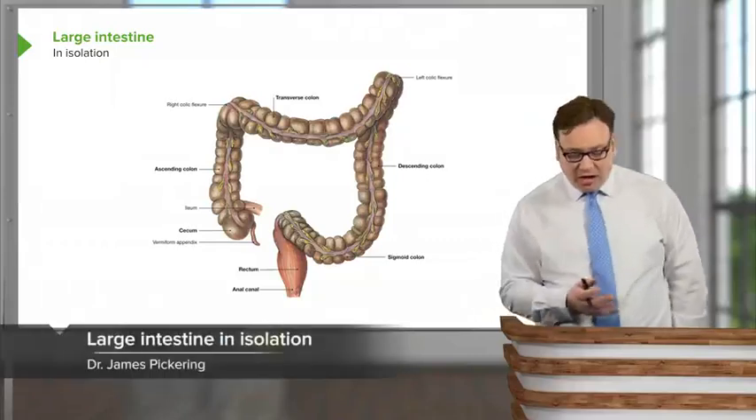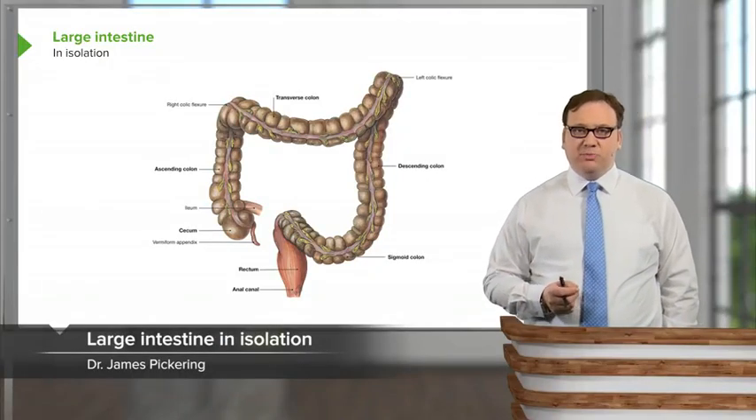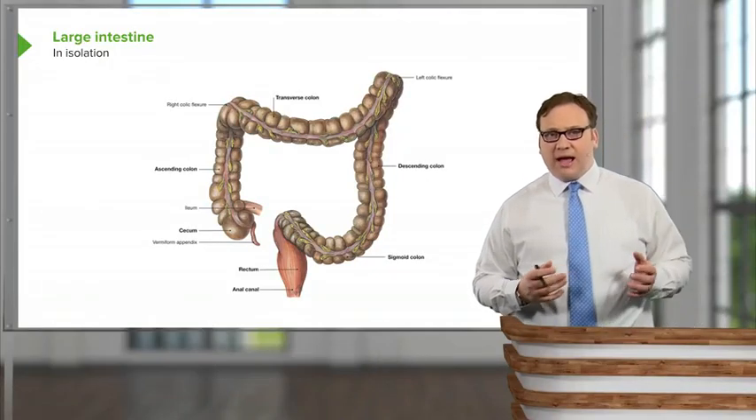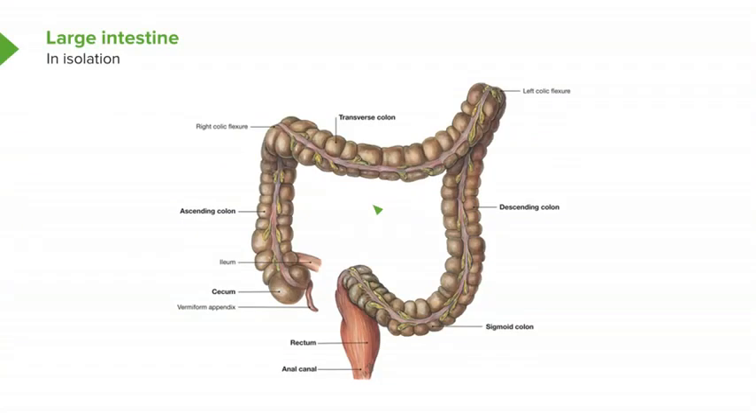So here we've got a diagram of the large intestine, which has been removed from the abdomen. We're looking at it in isolation. Again, we can pick up the ileocecal junction, and then we can see food, the indigestible parts of the food, is going to be running in this direction. We can see now the various parts really clearly.